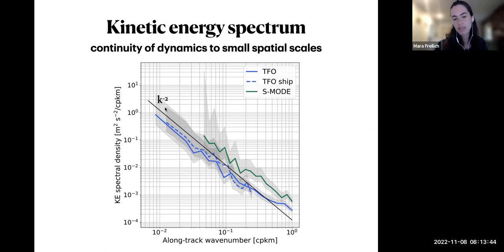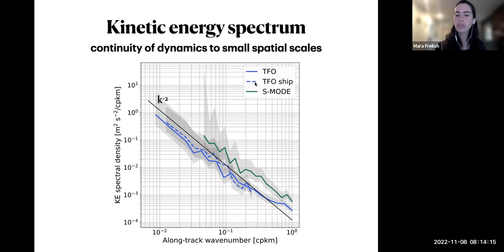And I fit a guide of k to the -2 just to say that this kinetic energy spectrum seems to fit approximately k to the -2, could be k to the -5/3. They're very difficult to distinguish with this sort of observations. And this was true across both regions, both in this frontal region S mode, which is slightly more energetic, and then in the TFO observations, which were in those 2 counter-rotating eddies.